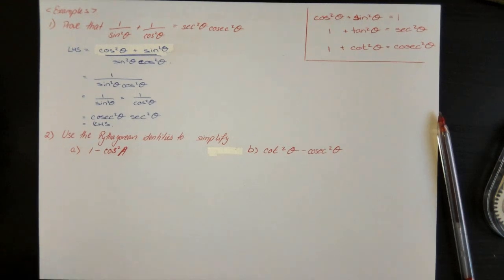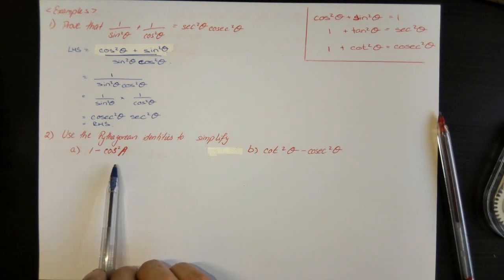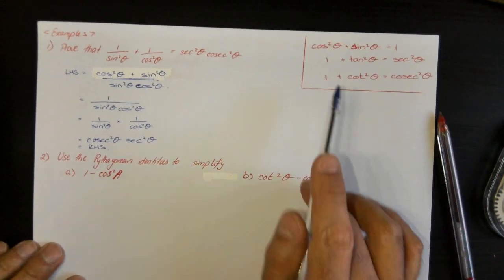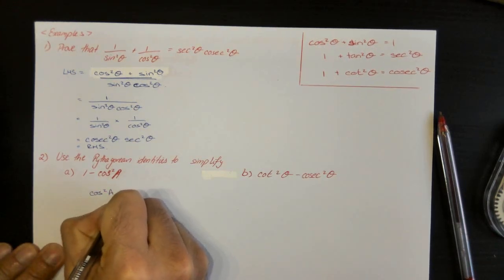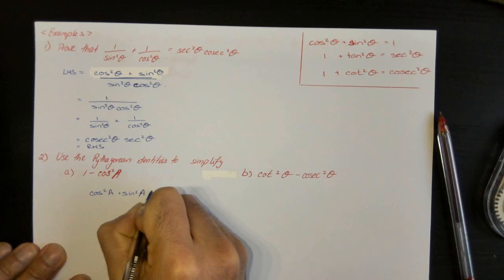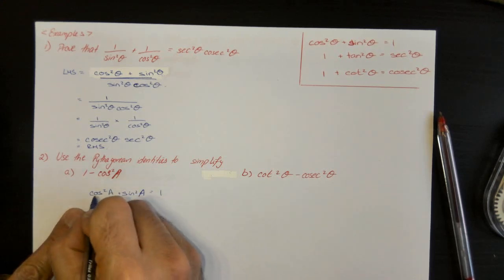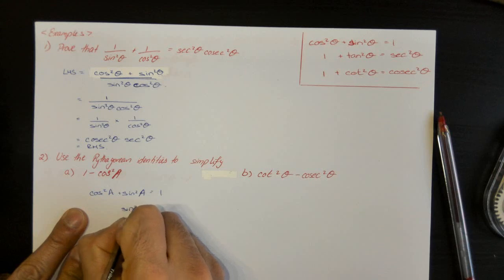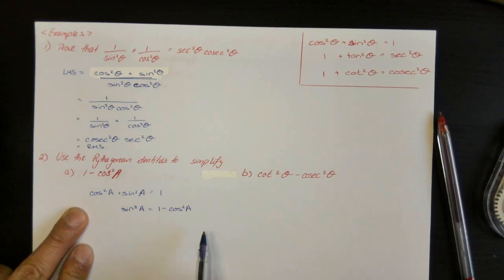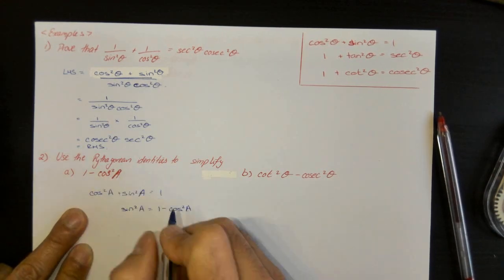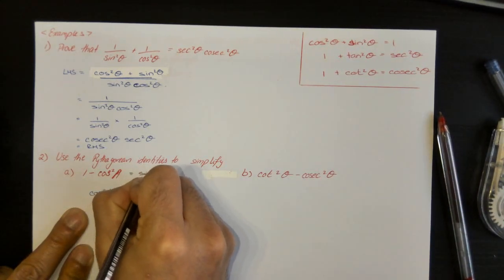So another example. We want to use the Pythagorean identity to simplify 1 minus cos squared a. If I look at this and rearrange, we have cos squared a plus sine squared a. All I've done is change my thetas into a. If I rearrange it and take the cos to the other side, I would get 1 minus cos squared a. So the solution of this is sine squared a.